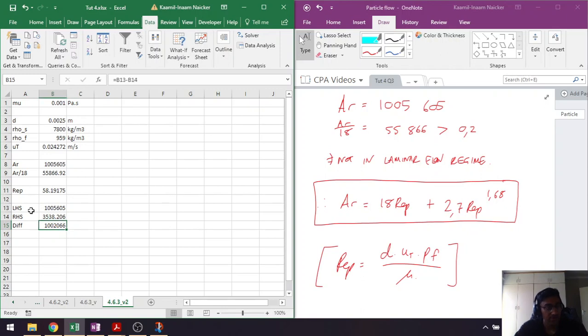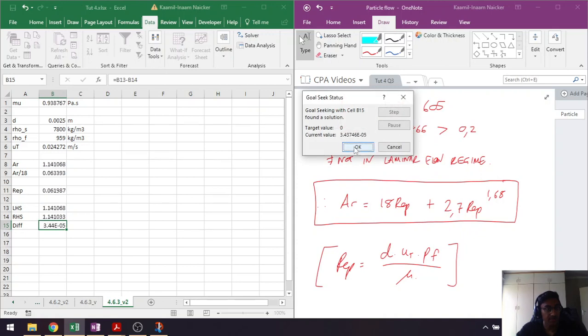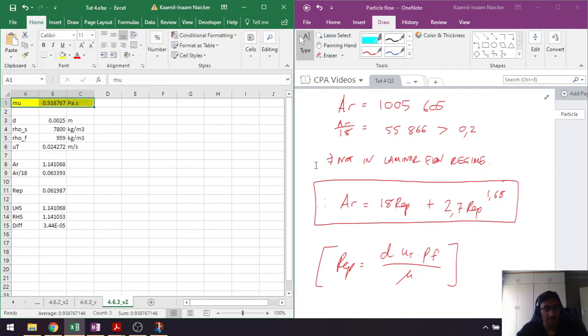Okay. So you can see that this difference is very far from 0. So I'm going to open up the goal seek and say, okay, I would like you to set this difference to be 0. And I would like you to do that because all my other values are correct except the mu value. So can you please change the mu value so that this difference is equal to 0. So I'll say okay, let it do its thing, and my answer is pretty close to 0, and my mu value is 0.939. So that is my final answer.